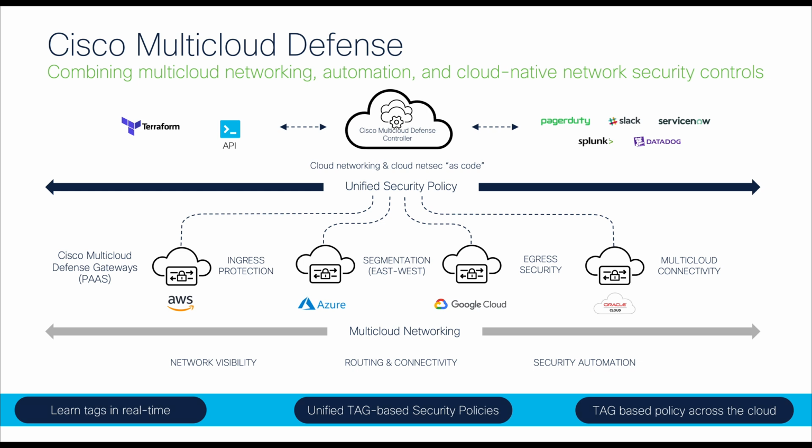Now, in terms of policies, you define your unified dynamic policies and you attach them to your gateways running in AWS, Azure, GCP, or OCI. And all the options you see in the controller UI, those options can be automated using Terraform and API as well. And on the eventing, we integrate with SIEMs like Splunk, Datadog, and others.